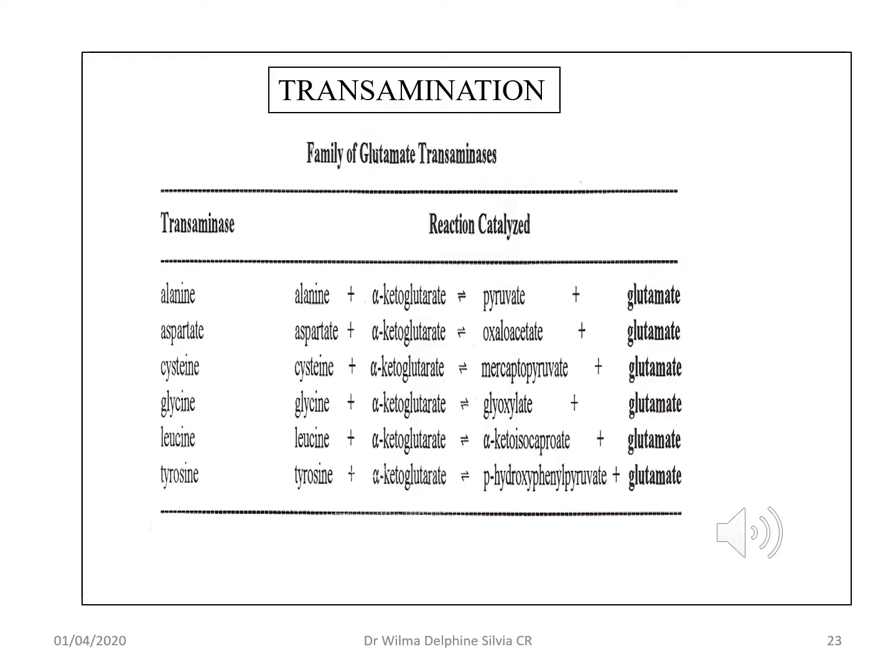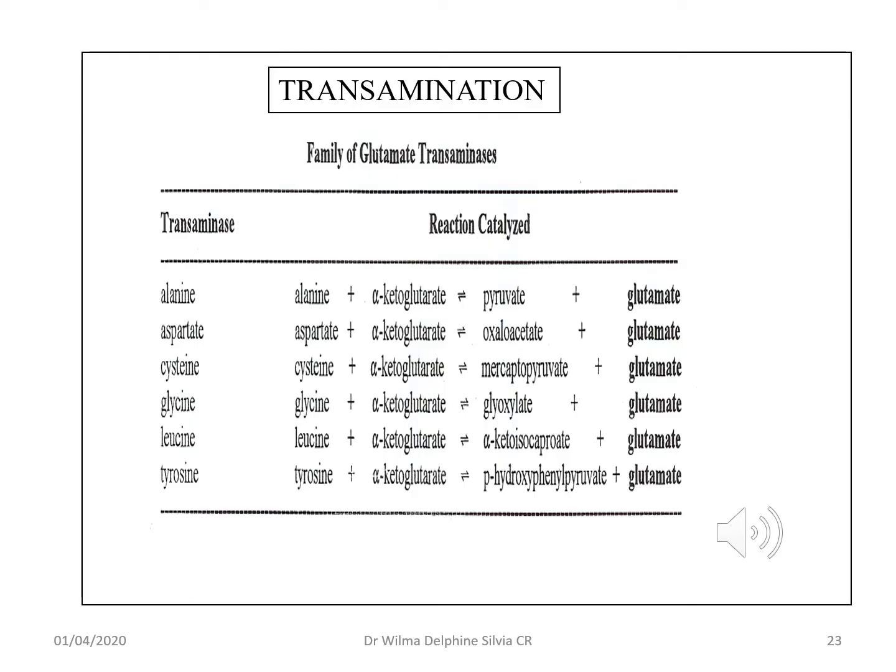Here we can see the family of transaminases. For example, alanine reacting with alpha ketoglutarate to form pyruvate and glutamate. Hence the name of the transaminase is alanine aminotransferase. In most of the reactions here, we can see that alpha ketoglutarate accepts the amino group from the amino acids to get converted into glutamate, which is a non-essential amino acid.